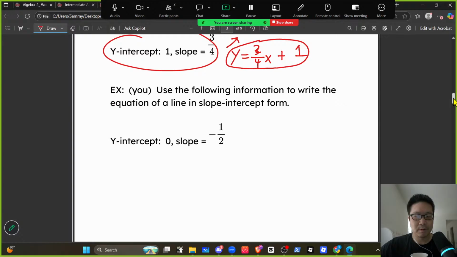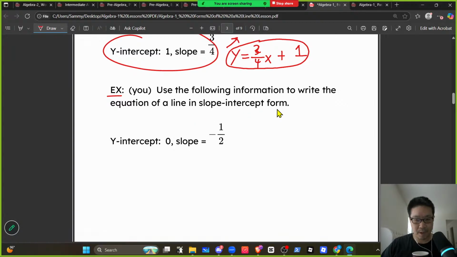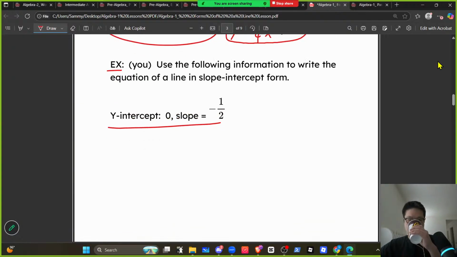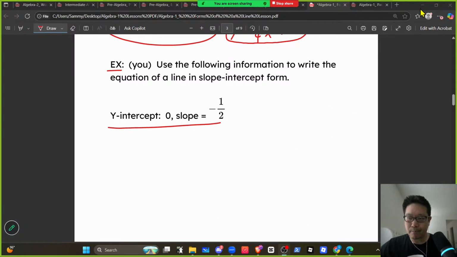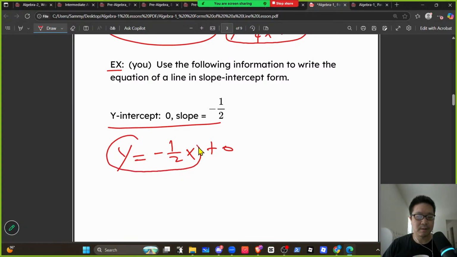Okay, your turn. Use the following information to write the equation of a line in slope-intercept form. Let me know when you're done. Okay, so did you get something like this? Yeah, slope is 0. You don't have to do plus 0. You can just write it like this. All right. Next example.